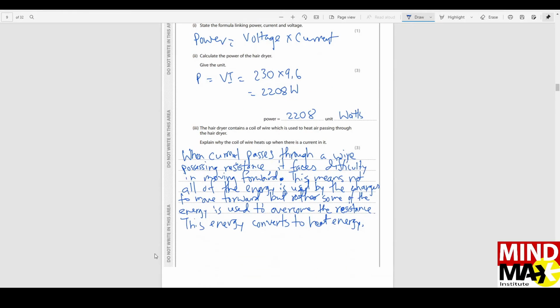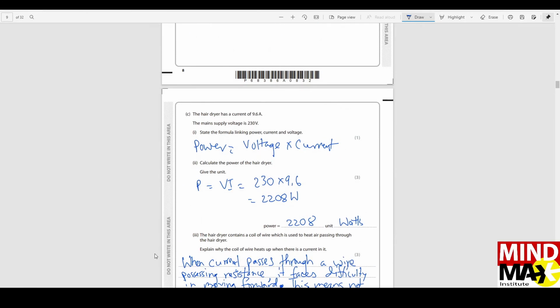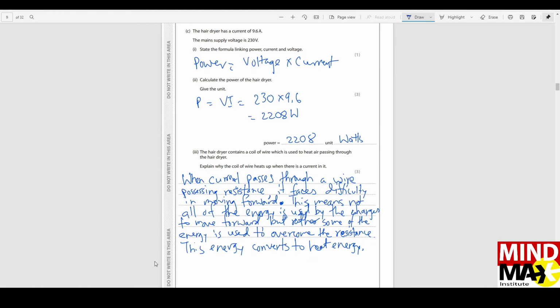Power is voltage times current. Then power in here, we have to multiply the voltage and the current, which is 230 multiplied by 9.6. We got this much, and the unit is of course watts.